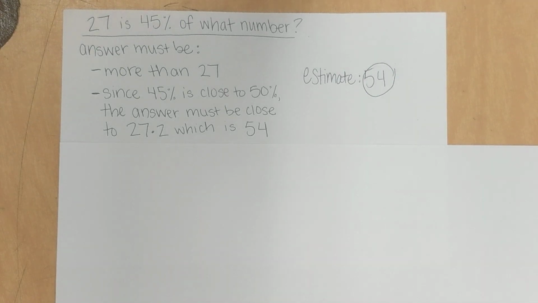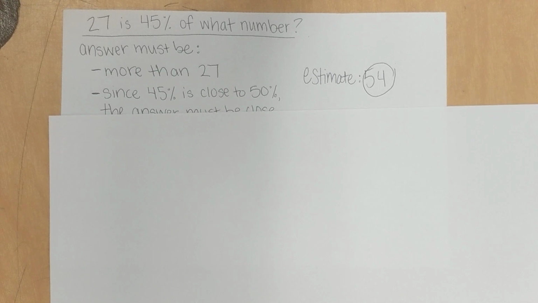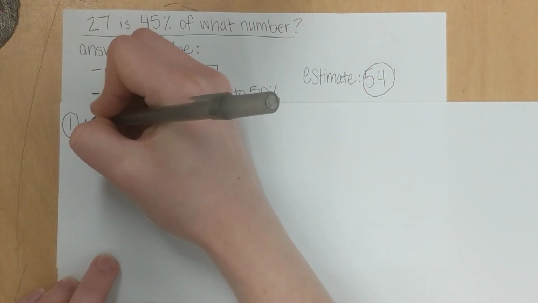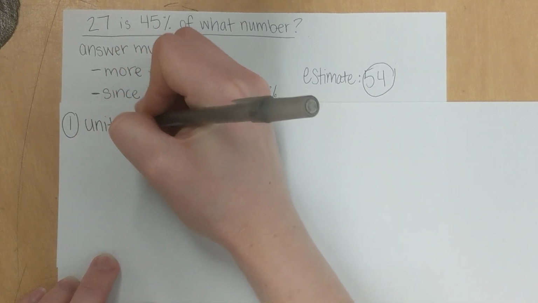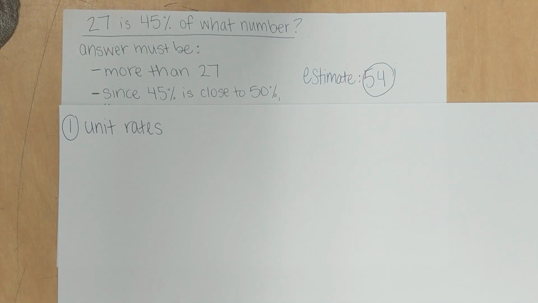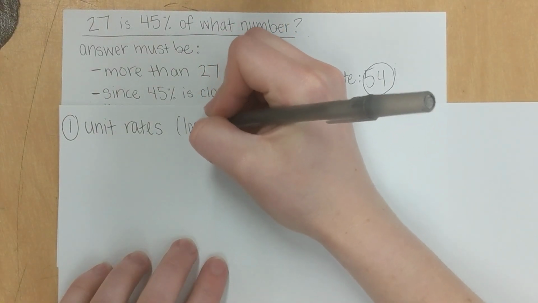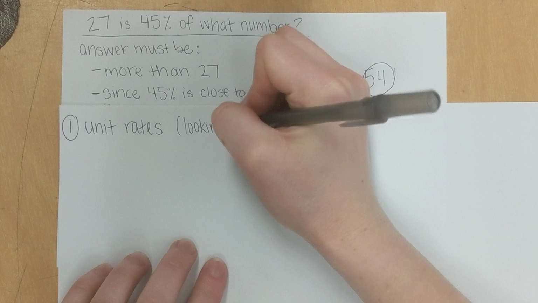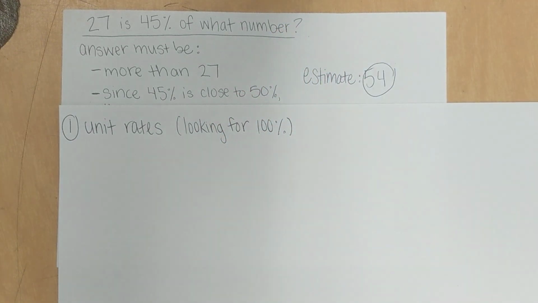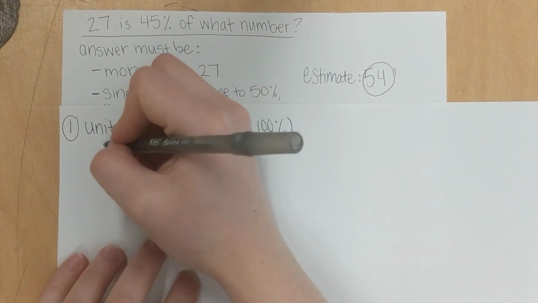Okay, so I want you guys to keep that in mind. If you get a number that's way, way off from 54, way too small or way too big, then you know that you did something wrong and that you need to try a different strategy. So the first strategy we're going to use is unit rates. We're going to find some helpful percentages in order to figure out what 100% is. So this time we're looking for 100%.